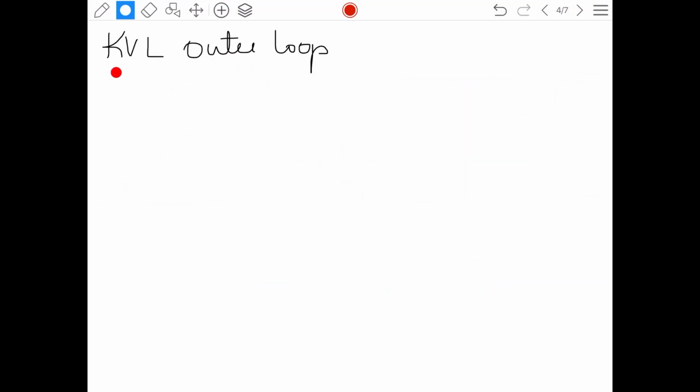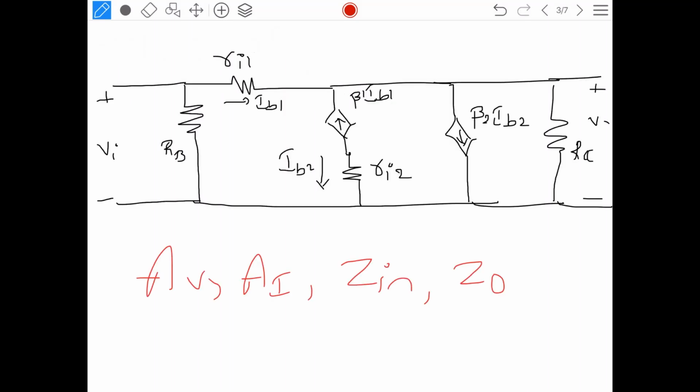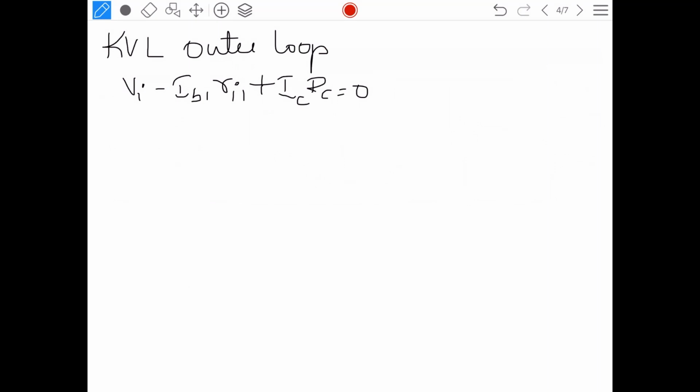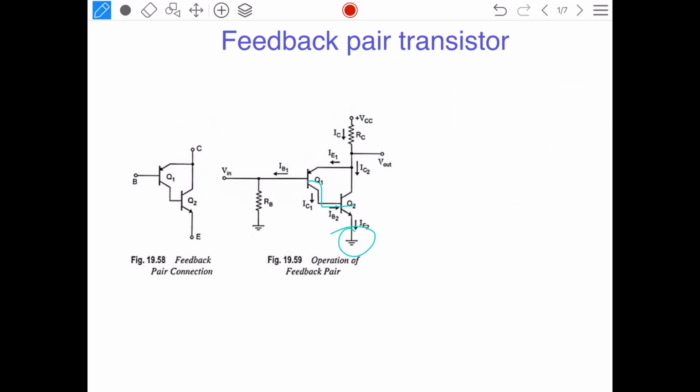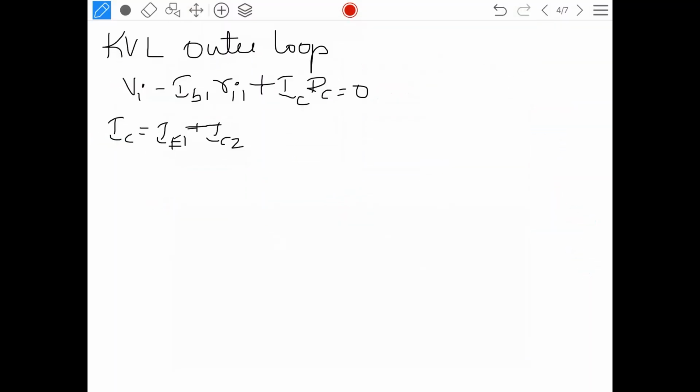So writing the KVL for it: VI minus IB1 Ri1, plus IC RC is equal to 0. Why am I writing plus? You can see the direction of the current is opposite. And we already know from the transistor equation that IC is equal to the first emitter current and the second collector current. That's what we have written.